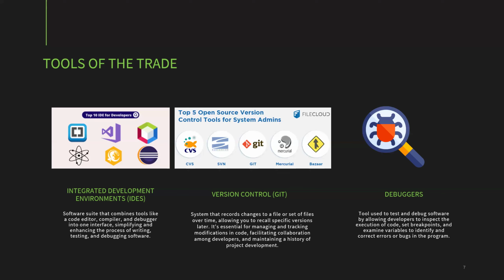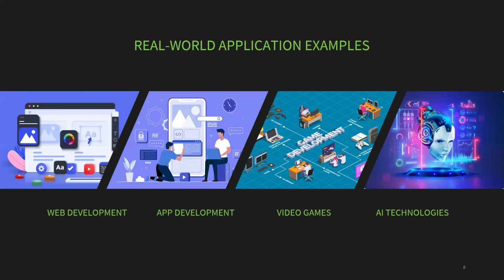Any questions? Okay. So for real world application examples that we have today in our world, we have web development, app development, video games, and AI technologies. I think all of you can recall an example for each of these. Is that correct? Any one of you don't know any of these categories? No, we all know them. Okay.